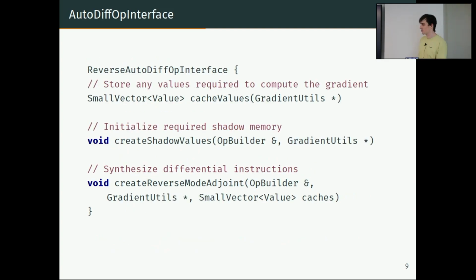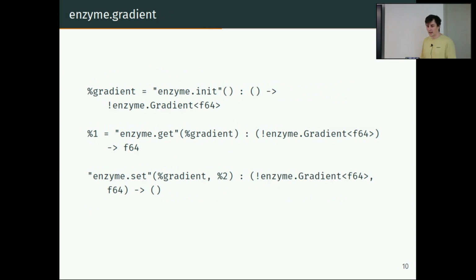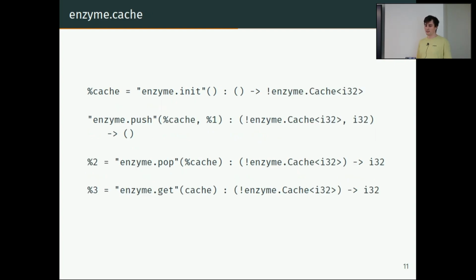So in the end, the interface which needs to be implemented for a new dialect just consists of 3 functions with which we can potentially differentiate most dialects. We also emit custom operations where we will store the gradient inside, which is the enzyme gradient, where we can get and set the value of it, which abstracts away storing values. And we will also have a cache, which behaves much like a stack, which we can push, pop, and get from.